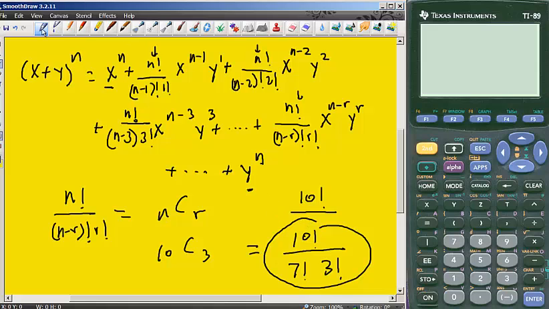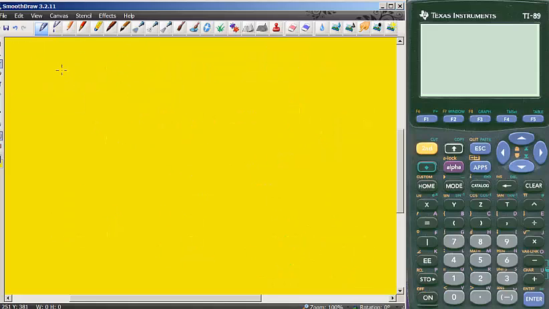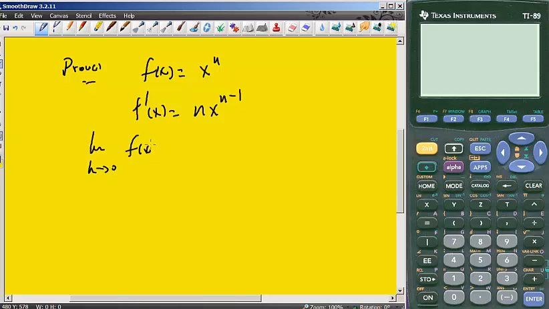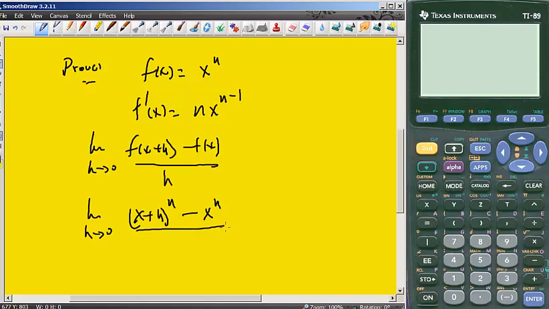Okay? Because next year, you'll be asked to prove, right, Bree? If f of x is equal to x to the n, then f prime of x is equal to n times x to the n minus 1. To prove that, you have to take a limit as h goes to 0, f of x plus h minus f of x, which you've seen before, over h, and when you plug it in, this becomes the limit as h goes to 0 of x plus h to the n minus x to the n, all that over h.